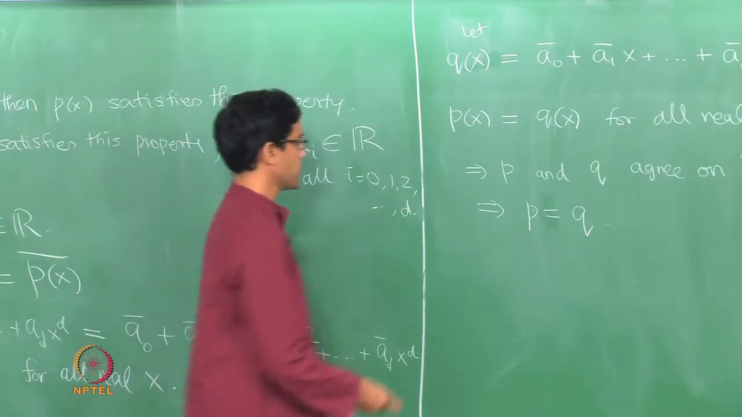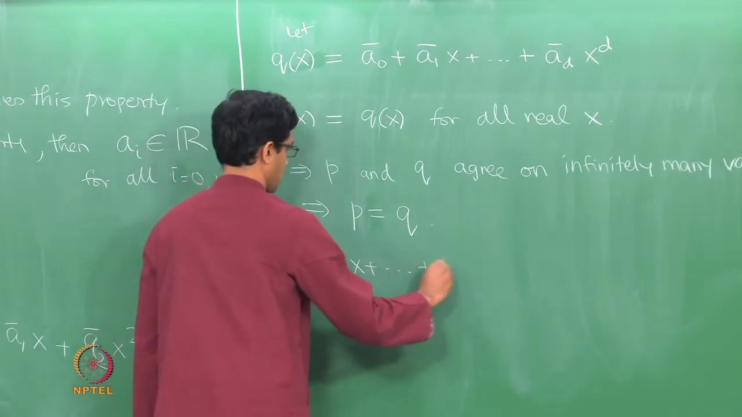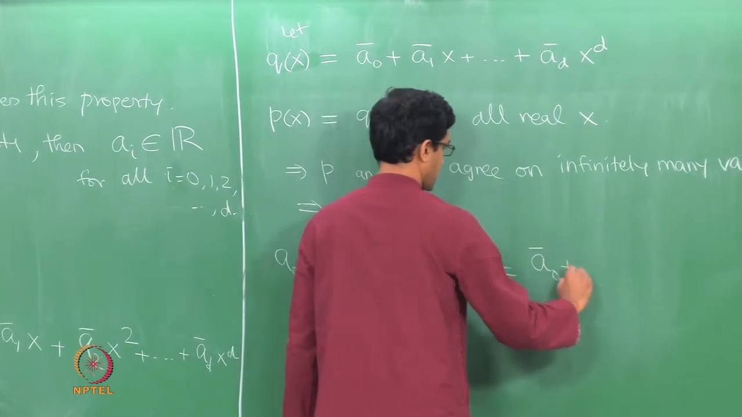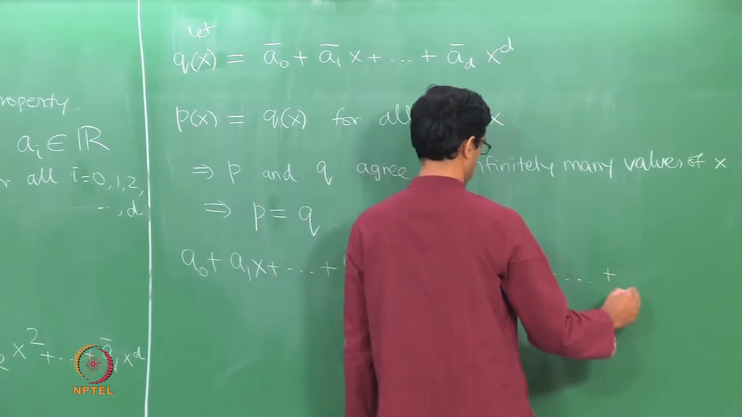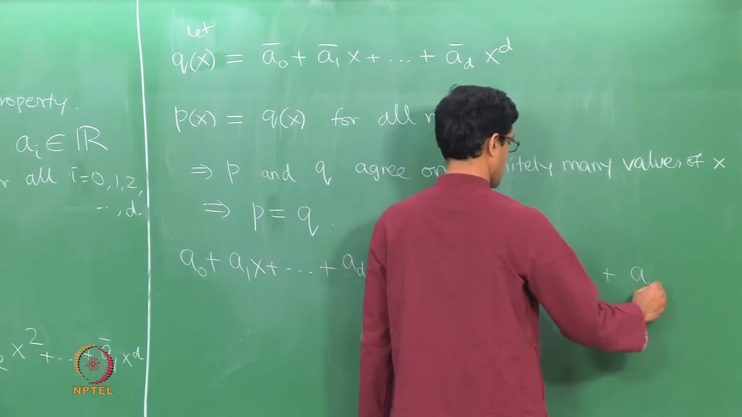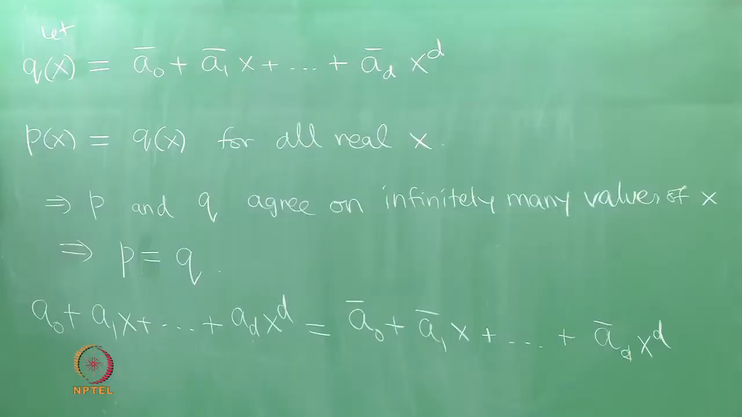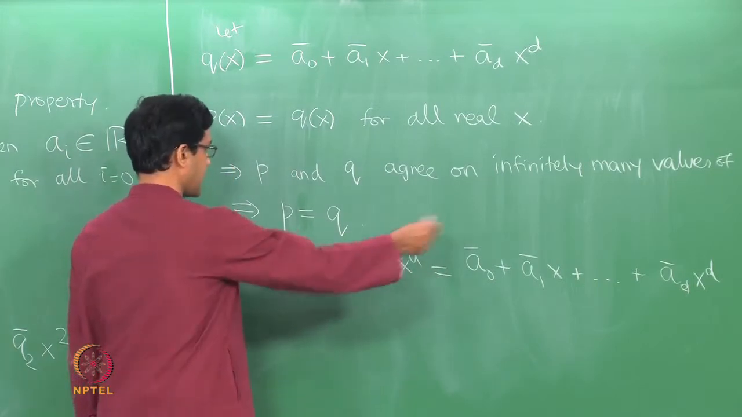Okay. So what does that mean? The polynomial p, which is a0 plus a1x plus ... plus adx^d, is the same as a0 bar plus a1 bar x and so on. So these two are exactly the same polynomials. Now what does it mean to say they are the same polynomials? It means that the coefficients are all the same. a0 is the same as a0 bar, a1 is the same as a1 bar, and so on. So these are identically equal polynomials.